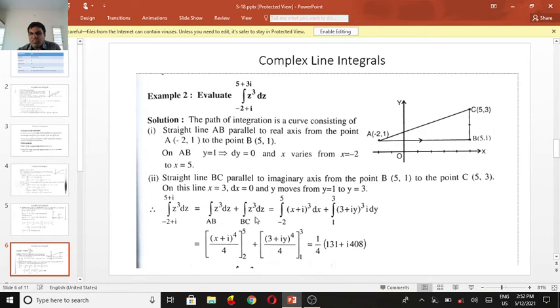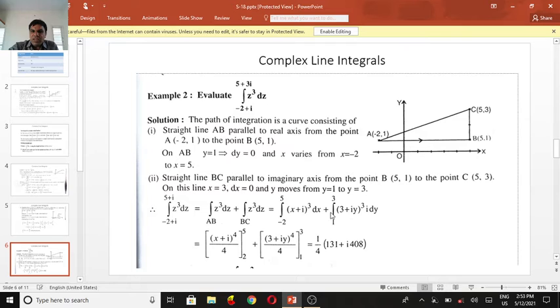In the first equation it should be the integral of (x plus i) whole cube dx, plus the line BC integrated along the y-axis from 1 to 3. Again I am substituting (3 plus iy) whole cube and i dy. So this is the real axis and this is the imaginary axis. Simplifying z cube, (x plus iy) whole cube, we get this term. So again we are integrating with respect to x here and integrating with respect to y here.